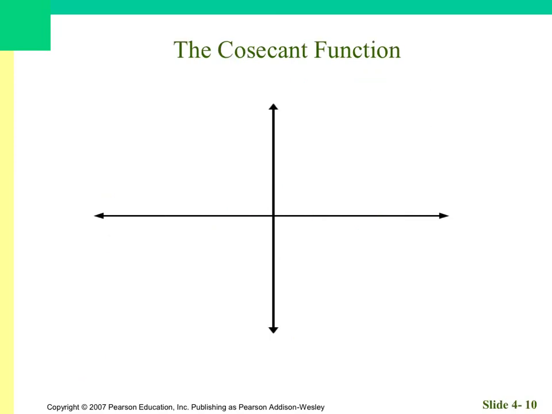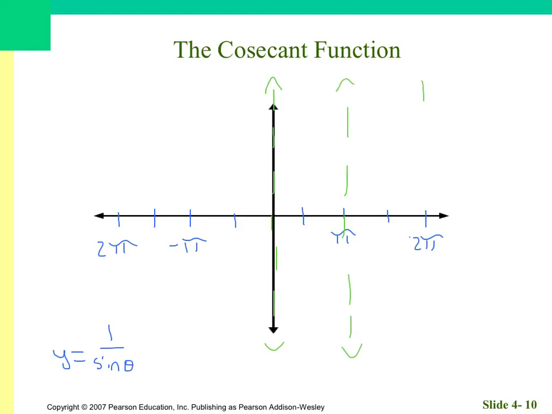So if we think about cosecant, isn't cosecant 1 over sine? So where are the zeros for the sine function? Well, it starts at 0, then pi, 2 pi, negative pi, negative 2 pi. Where are the maximum values for the sine function?